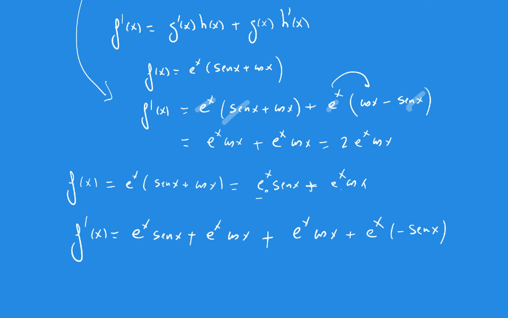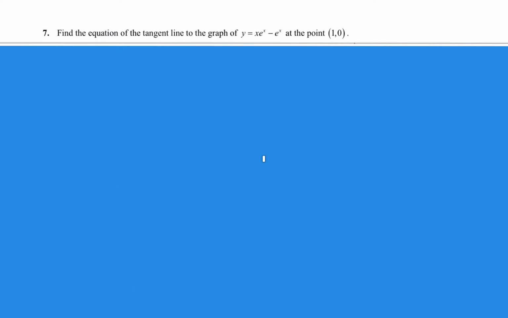And now, what is f prime of x? As you see, again, there should be a cancellation between this term, e to the x, and this term. So the result will be, again, 2 times e to the x cosine of x, these two. And the problem is solved. Let's go to the next one.